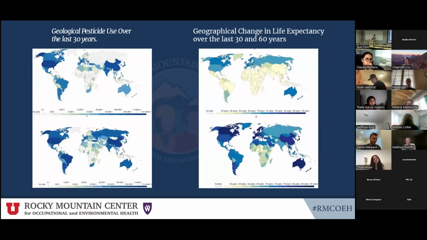So here's a couple maps showing the usage of glyphosate on the left over the last 30 years. So this is where we started 30 years ago, and this is where we are now. And then on the right, it shows the change in life expectancy over the last 30 and 60 years.